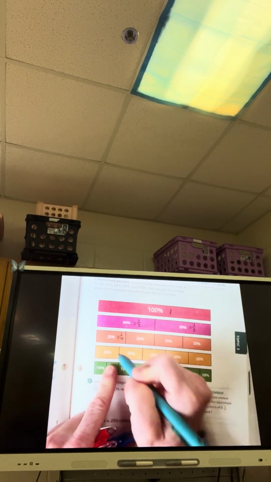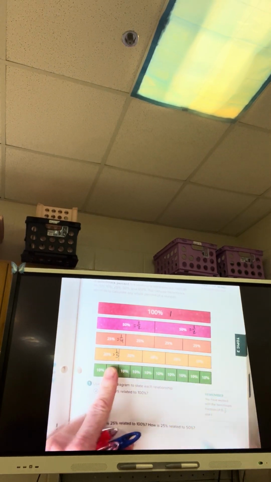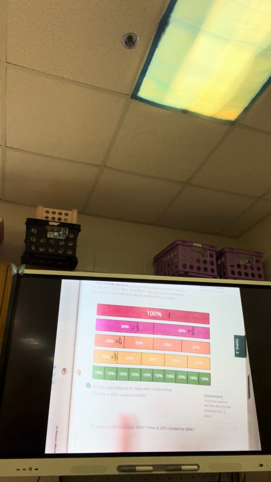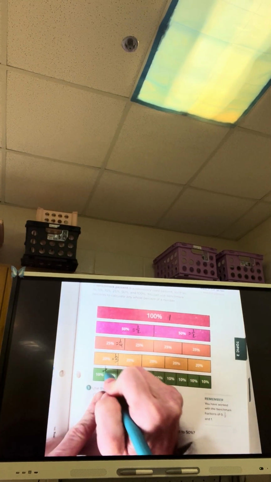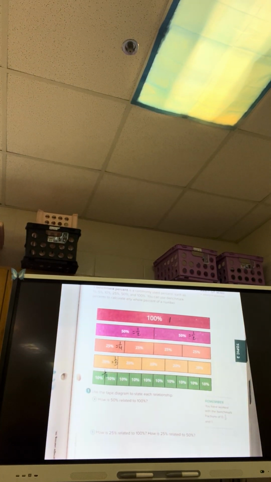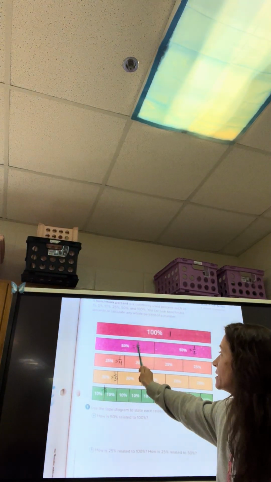These are the same as 1/5 size. And then these down here, obviously the same as the 1/10 size. So these are your benchmark percents. Honestly, the big ones are 50%, because you just take half of it. 50% is half.